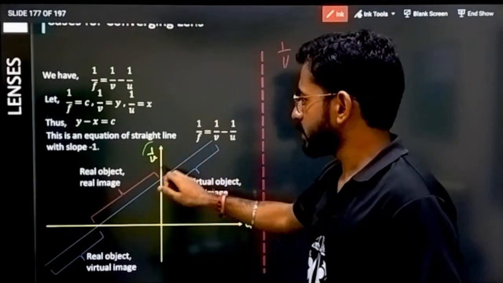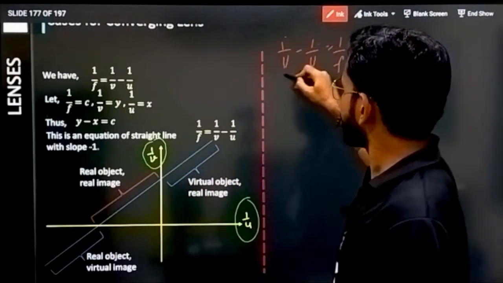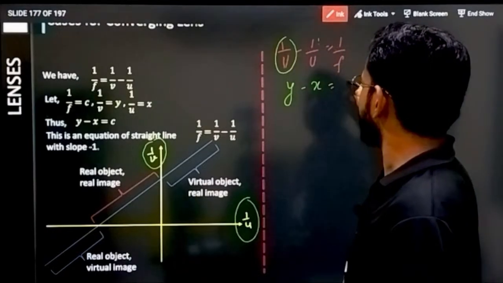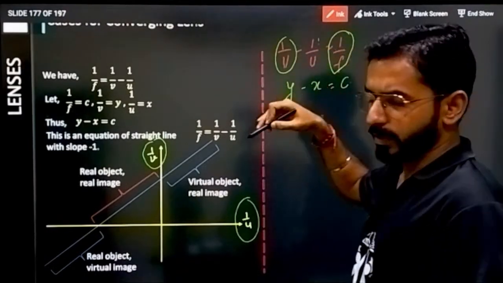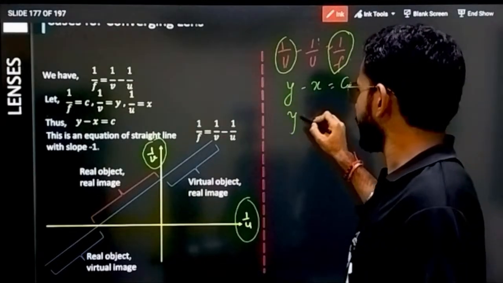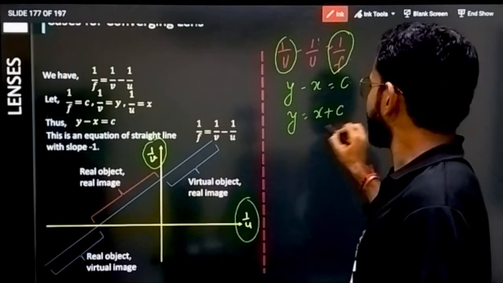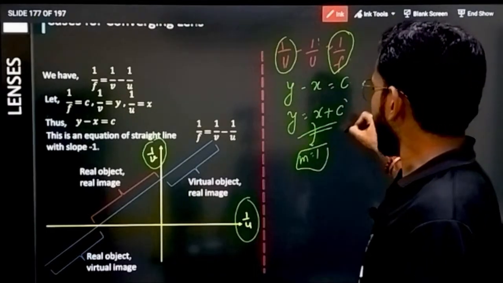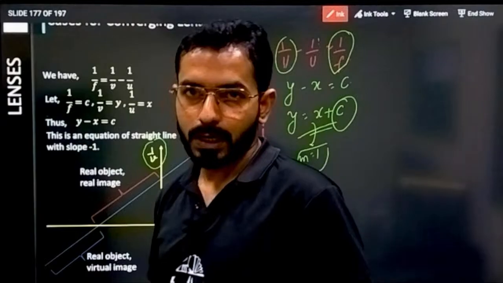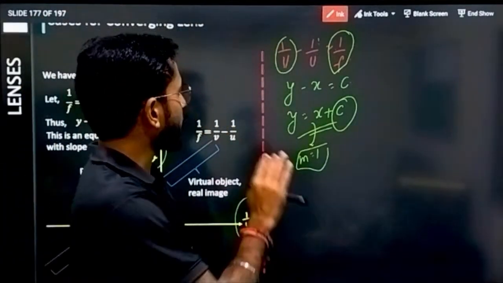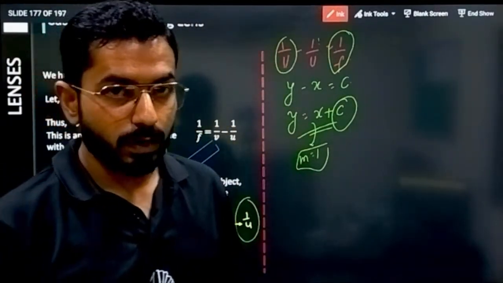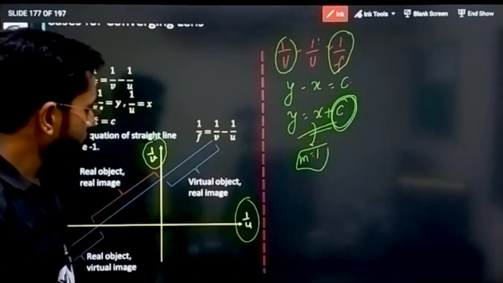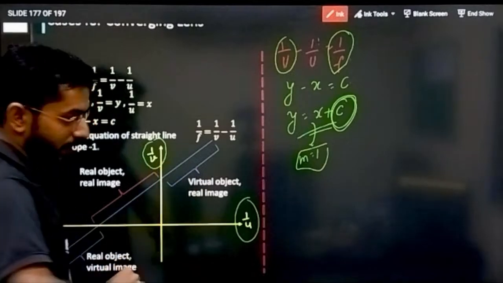So the relation is between 1 by v and 1 by u. That means 1 by v is on the y-axis, y minus x is equal to some c. This is 1 by f, equal to some intercept. So I will say y is equal to x plus c. That means about the slope I can directly write that m is equal to 1, and this is some positive intercept that is going to cut it. If I am talking about a converging lens, focal length is always positive. If focal length is positive, this intercept is also positive. Clear? So what kind of straight line will I have? Very obvious, this kind of straight line.